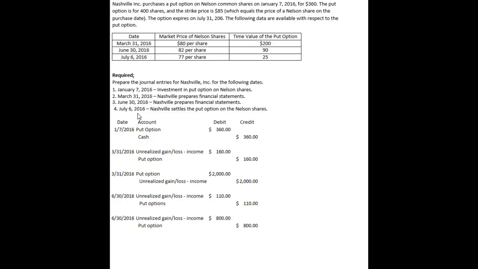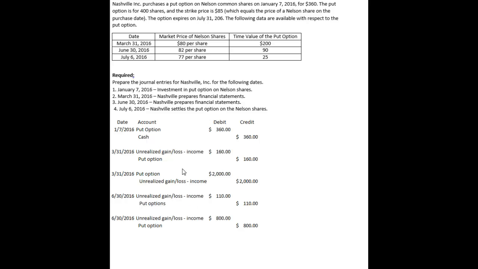On July 6th, which is approximately 3 weeks prior to the expiration of the contract, we decide to go ahead and settle the contract or purchase the shares of the Nelson company and sell them back. We're going to buy them at $77 a share because that's the market price per share, and then sell them to our counterparty here for 85 bucks a share. So we're going to make 8 bucks a share.